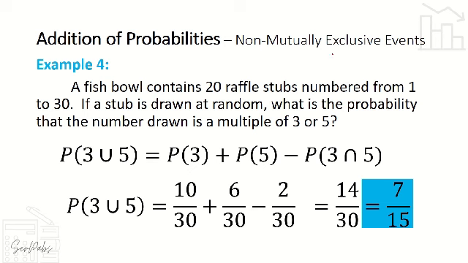So, non-mutually exclusive. Ibig sabihin, merong magkamukhang elements sa kanila. Sa case na to, dalawa yung magkamukhang elements, those are 15 and 30. Magkamukha sila sa 15 and 30.